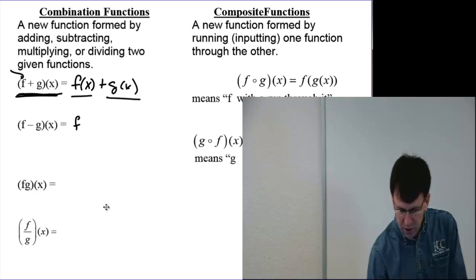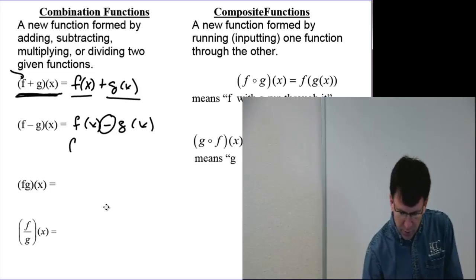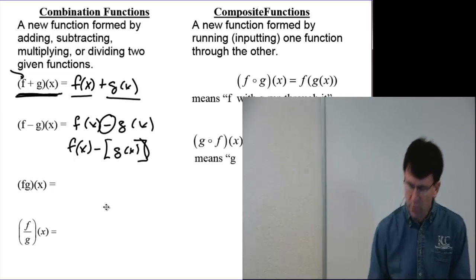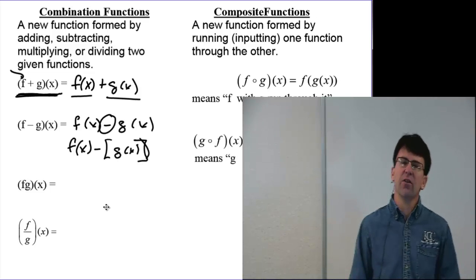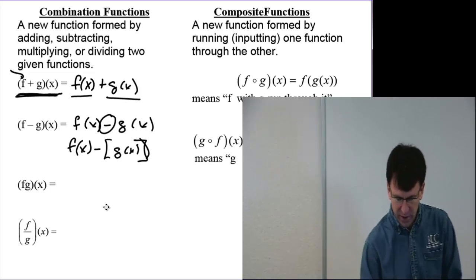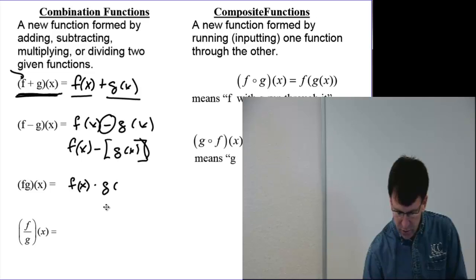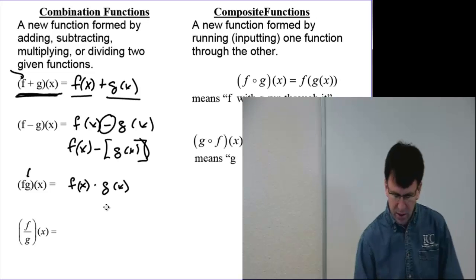f minus g of x is simply going to be f of x minus g of x. What we really should say is f of x minus the quantity g of x, so that I know I'm going to apply that negative sign, or the opposite, to the entire formula that comes out of g of x. Then fg of x is going to be f of x times g of x.